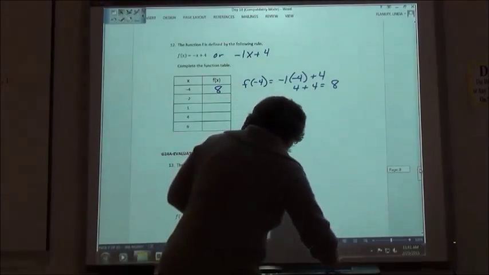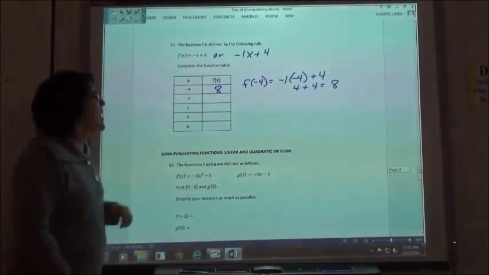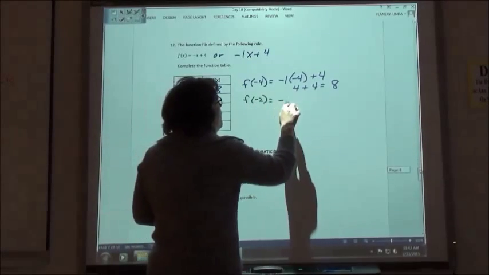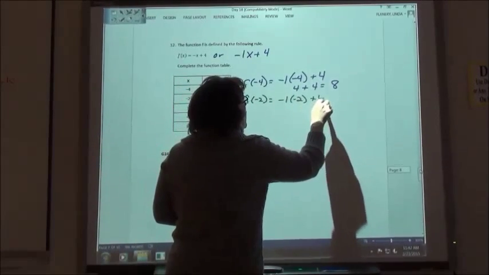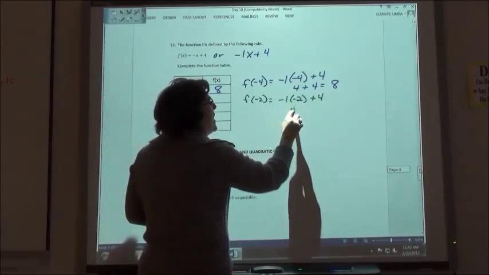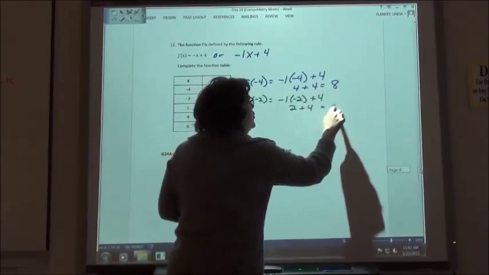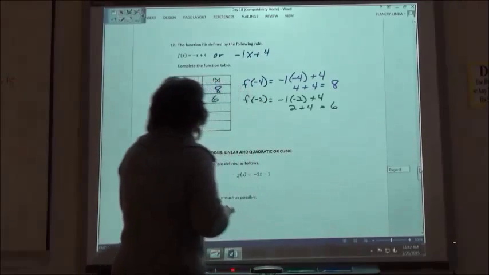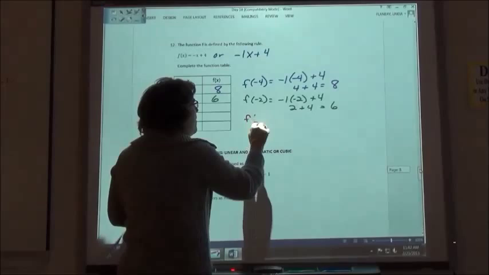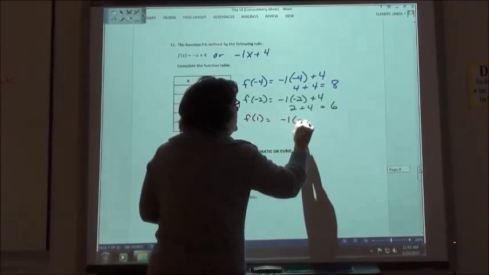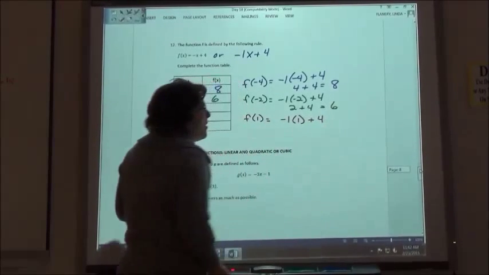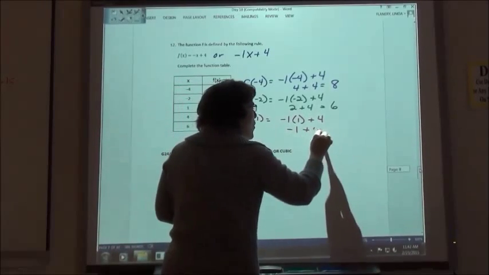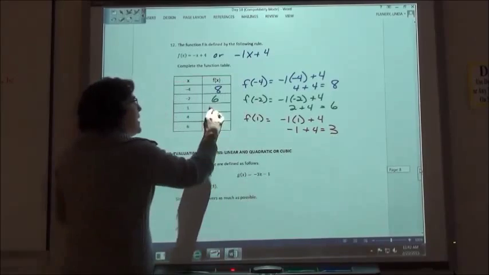If I'm going to do -2, f of negative 2 means I'm going to take negative 1 times negative 2 plus 4. Again, a negative times a negative makes that a positive. 2 plus 4 is 6. Then I'm going to put a 1 in there. f of 1 means I'm going to do negative 1 times 1 plus 4. Negative times a positive is still negative. Negative 1 plus 4 is 3.